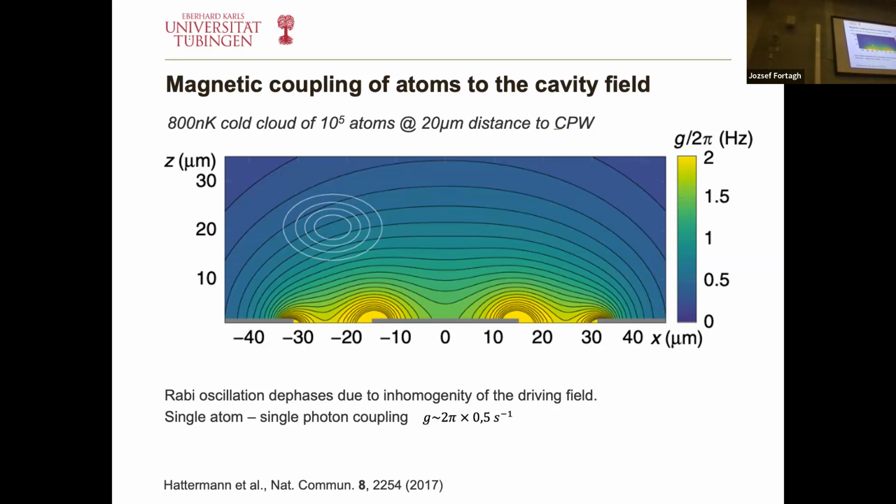However, the inhomogeneity of the driving field will still limit our coherence. This is a step that we make now towards Rydberg atoms. So instead of taking many ground state atoms and using the collective enhancement, we could take a single Rydberg atom, which with a strong electric dipole coupling may bring the same Rabi frequency.